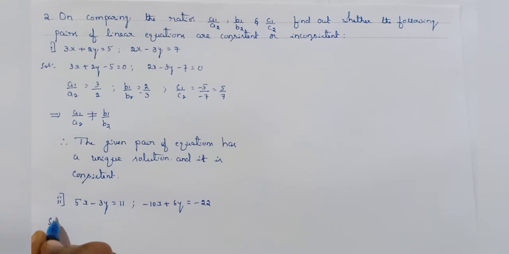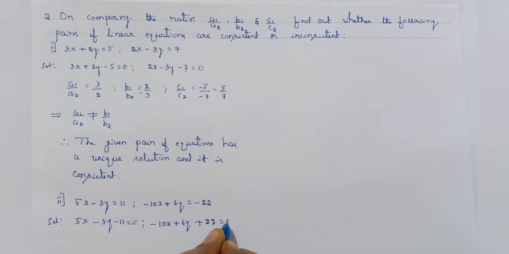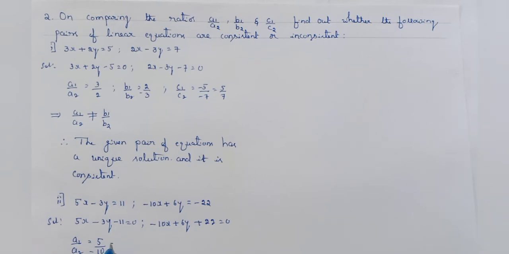The next linear pair is 5x minus 3y is equal to 11 and minus 10x plus 6y is equal to minus 22. Express in standard form. 5x minus 3y minus 11 is equal to 0 and minus 10x plus 6y plus 22 is equal to 0. Now find out the ratio of a1 by a2. a1 is 5 and a2 is minus 10. 5 by minus 10 is equal to minus 1 by 2.